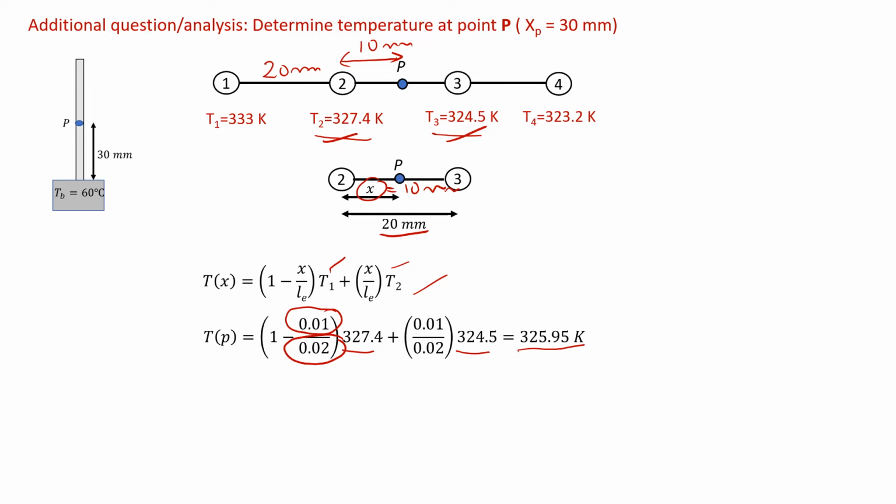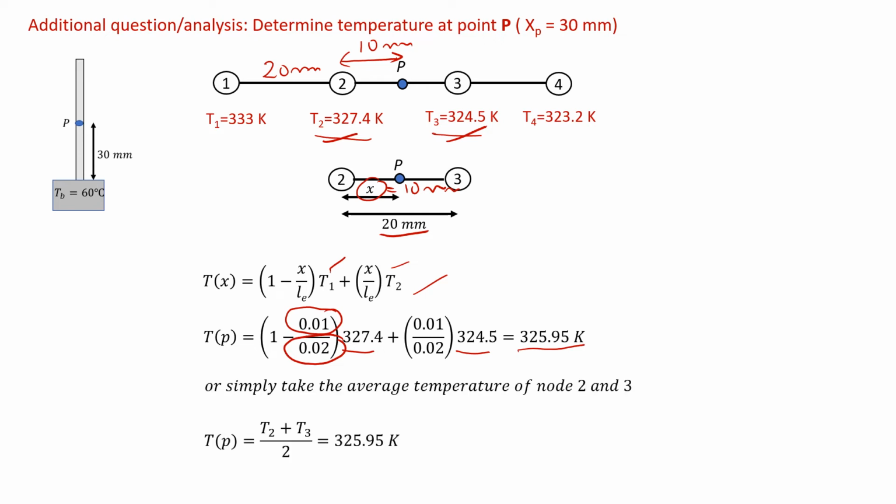Besides that, if we notice, this point P is located in the middle of element 2. Therefore, the temperature at point P can also simply be solved by taking the average temperature between node 2 and node 3. This is only true if the point at which we would like to determine the temperature is located at the middle of the element.